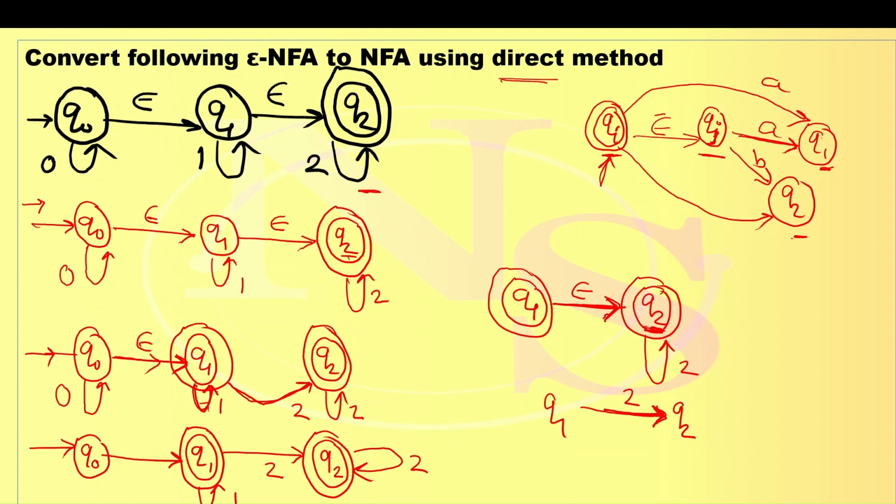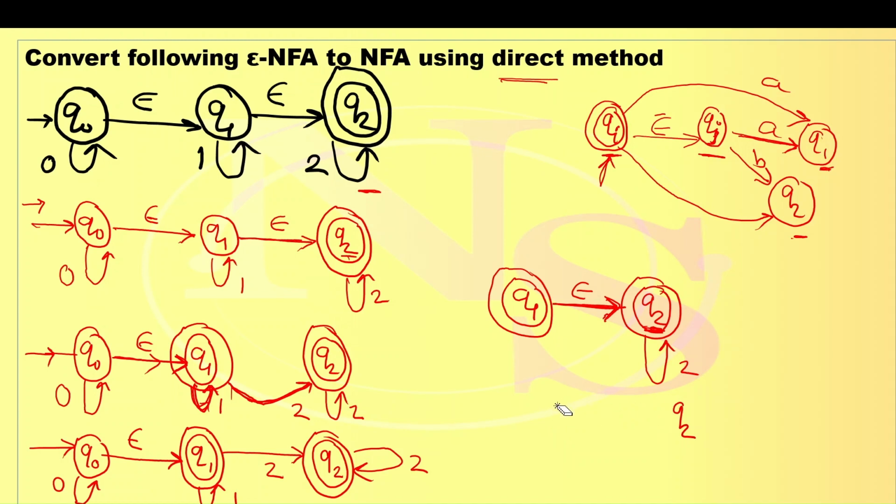This epsilon transition is as it is. This Q0 having the self loop for 0. That is also as it is. Now, you might be thinking here Q1 is final, but it was not. Yeah, we have made it as a final to remove here epsilon transition, by using our given direct method rules.